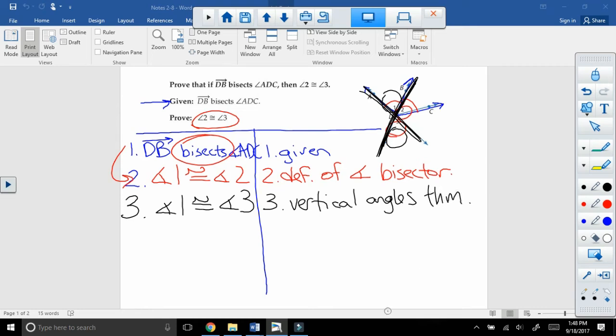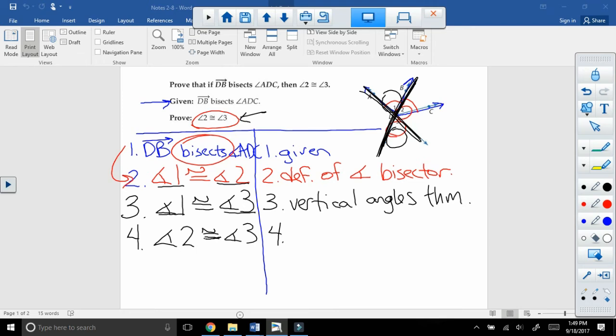Well, and then lastly what I have is I want to somehow say why angle 2 is congruent to angle 3. I know that 2 is congruent to 1, and 1 is congruent to 3. Wouldn't that allow me to say that angle 2 is congruent to angle 3? It would.